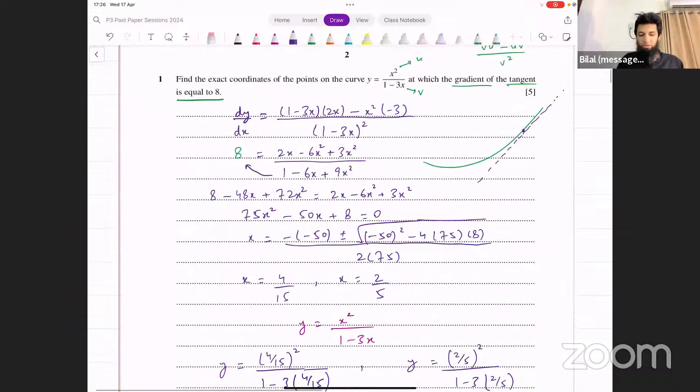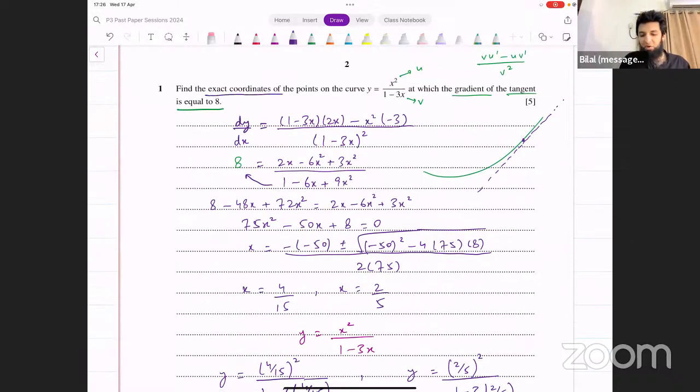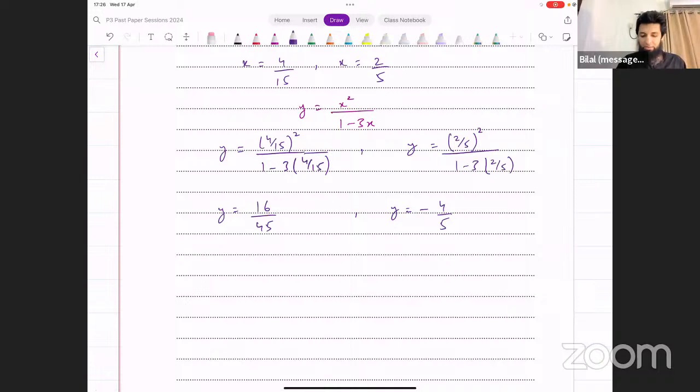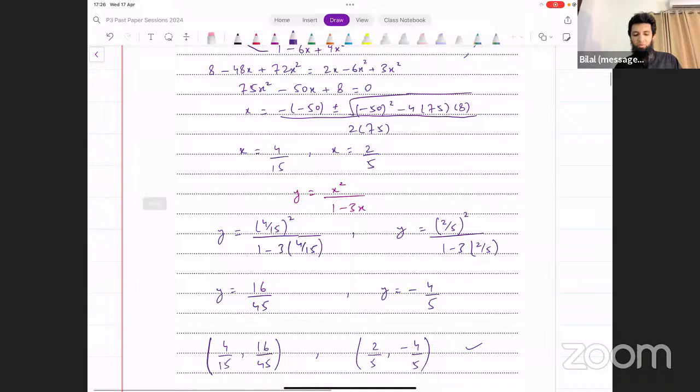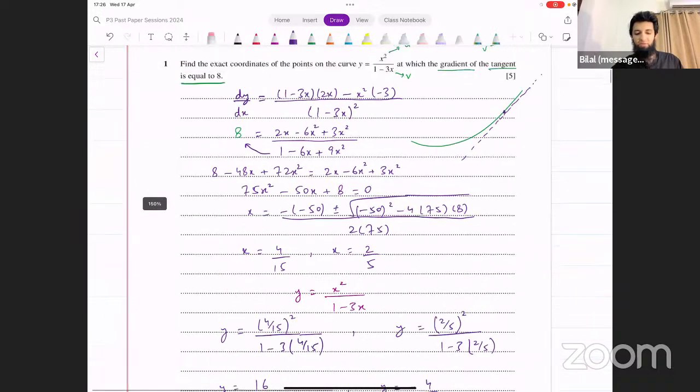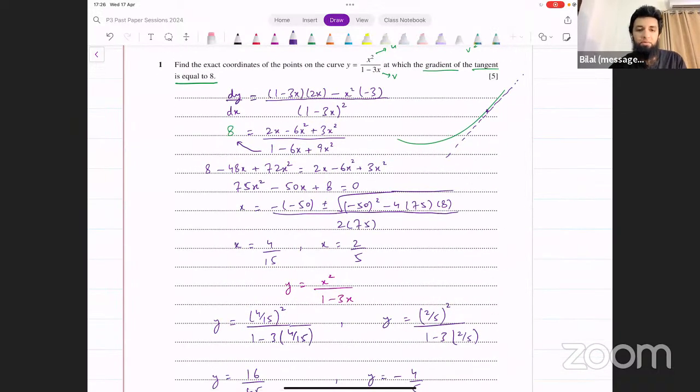Now, what did they ask us? They asked us for the exact coordinates of the points. So now you should write this in the form of coordinates. One coordinate is 4 over 15 and 16 over 45. And the other point, the coordinates of the other point are 2 over 5 and minus 4 over 5. These are the 2 points that we have. These are the points at which the gradient of the tangent is equal to 8.